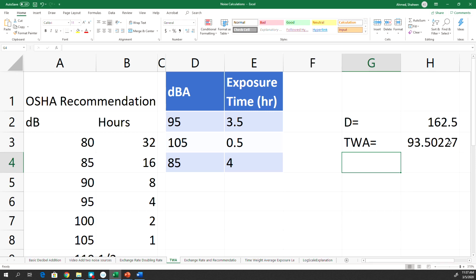So the total 8-hour time weighted exposure is 93.5, which exceeds the OSHA limit. So this is how you calculate the time weighted exposure for the 8-hour period.